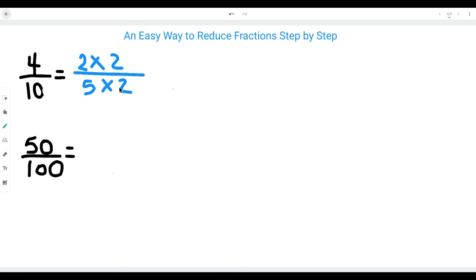As we look at our numbers, we can see that we have 2 up here and we also have 2 down here. So we can reduce these two numbers. We will say 2 into 2, 1, 2 into 2, 1. So now we're going to remain with 2 times 1 and 5 times 1.